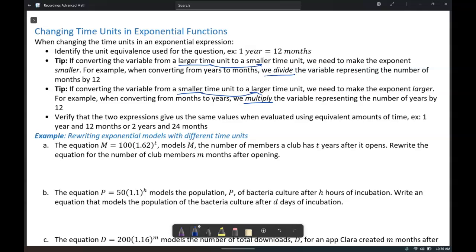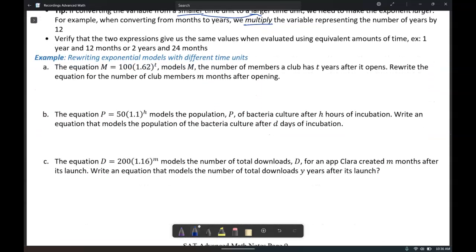So consider we have a model for the number of members in a club T years after it opens. We want to rewrite the equation for the number of club members M months after opening. So we want to write it from T years to M months. Well, since we're going from a larger to a smaller, that means we're going to divide.